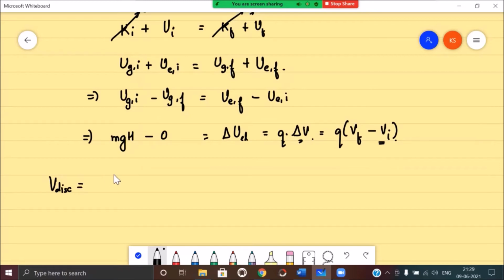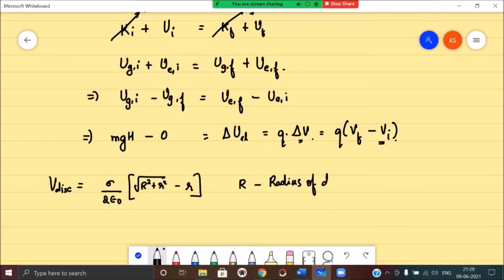The potential due to a disk is given as sigma by 2 epsilon naught times under root of capital R squared plus small r squared minus small r, where capital R is the radius of the disk, and small r is nothing but the distance of the point from the center of the disk.